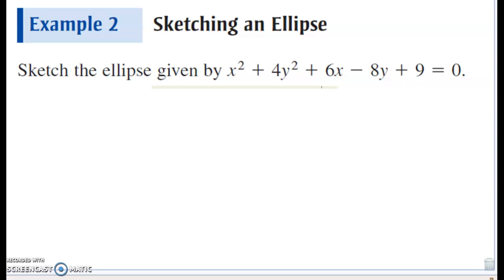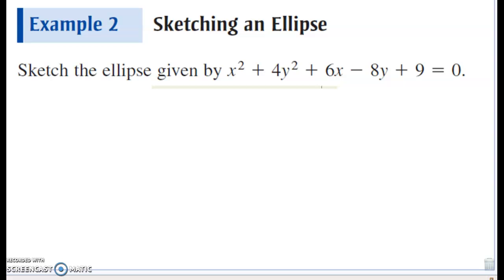Hey guys, welcome back to section 10.3. We're going to be doing just a few examples with the ellipse, and all of the equations for the conics are going to look like this.